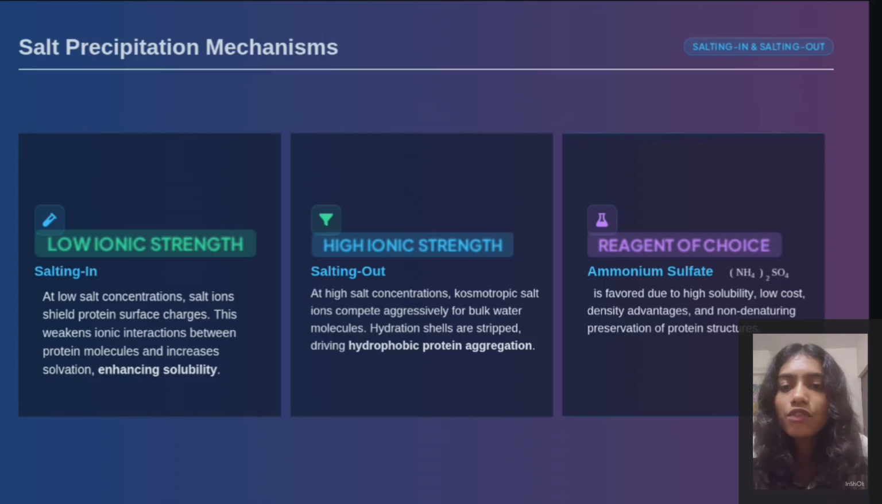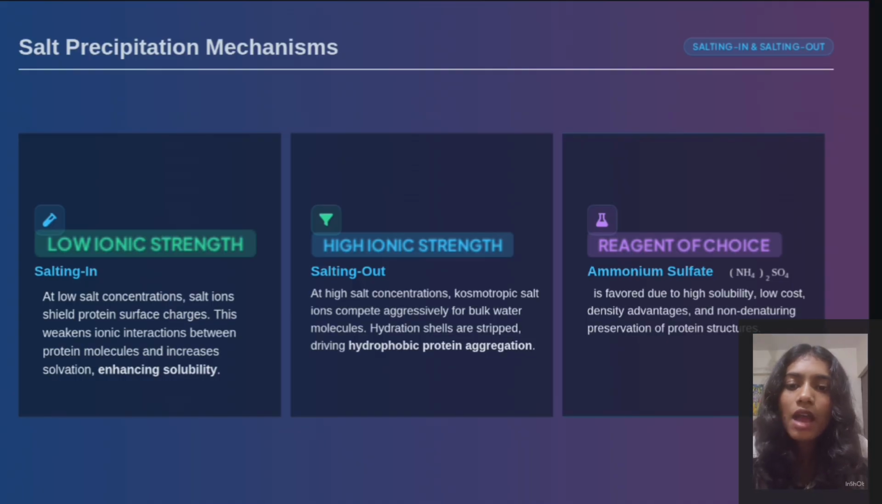Okay, then our first major method uses neutral salt and it shows two opposite behaviors depending on salt concentration. First is salting in, which occurs at low salt concentration. Here salt ions gently shield surface charges, weakening the ionic attraction between individual protein molecules. This increases solvation and actually increases protein solubility.